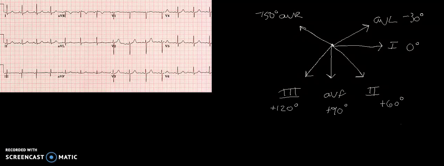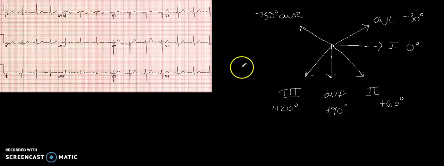This is video 2. In the first video we talked a little bit about how the electrical wave of depolarization propagates throughout the heart, and we finished off by drawing the hexaxial diagram here, otherwise known as the Cabrera diagram.